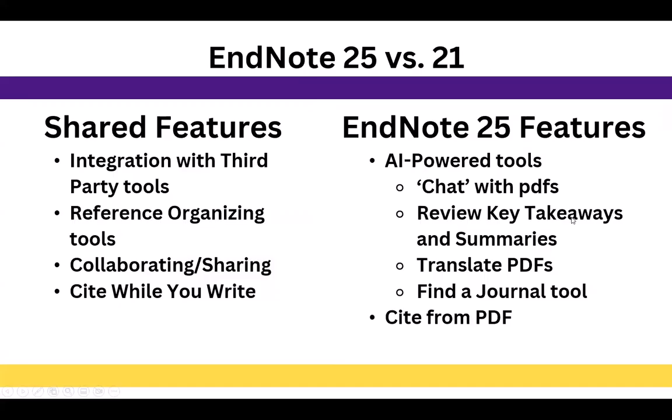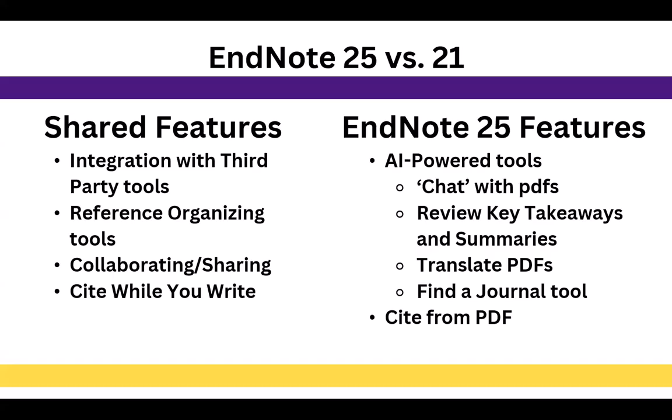What's the difference between the other most used version of 21 and 25? Well, the shared features are basically like 90% of what people are going to be doing in EndNote. They have the same third-party tool integration, the same reference organizing tools that you can use. You can still collaborate and share in the same fashion. And they also use the add-on Cite While You Write, which should be available for Google Sheets and Microsoft Word, both the local version and the online version.